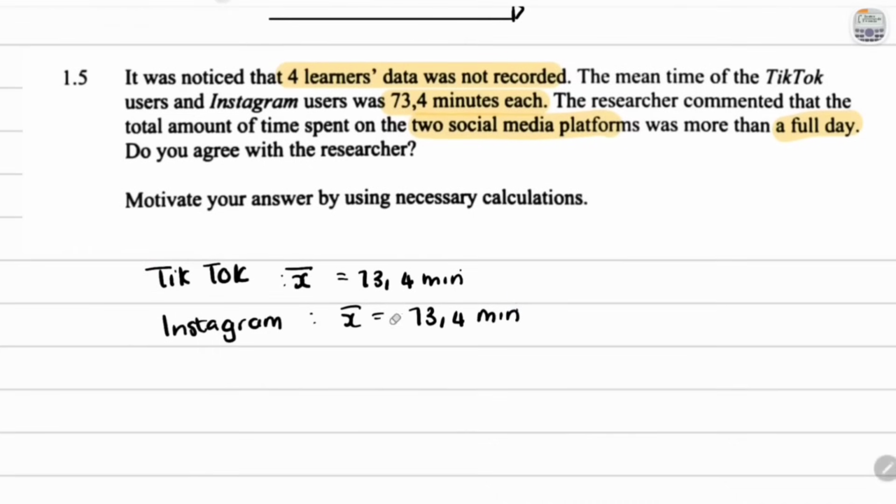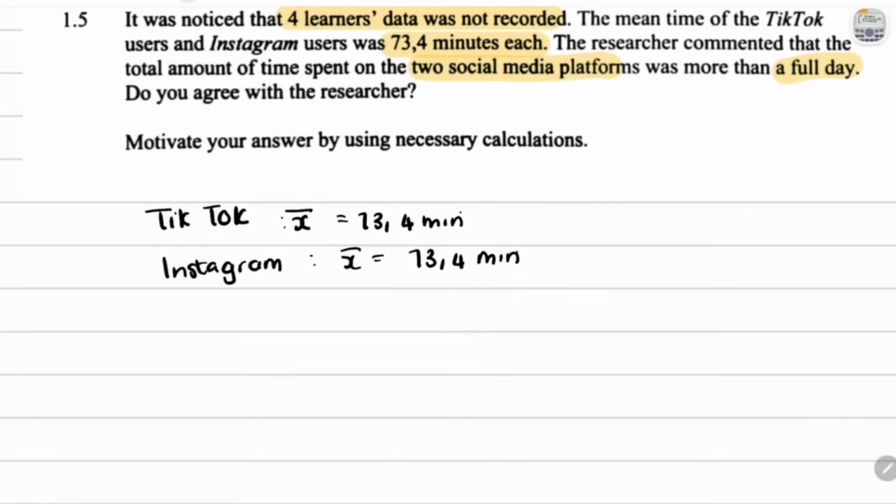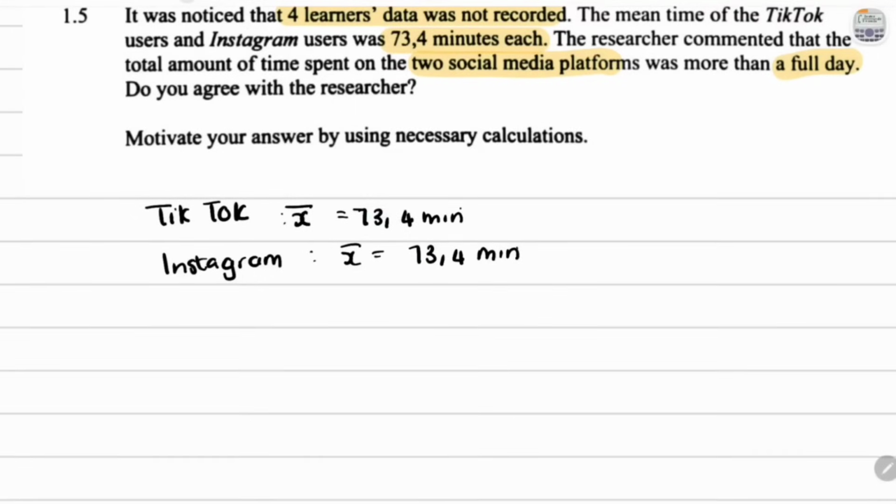So for the time that they spent in total to be more than a full day, we need to see the total time spent. I want you to notice that this is the mean. It's not the total time that was spent by all the learners. What this is, is on average the time that was spent by each learner. So that's the mean, the average really. So on average, we can say each learner spent about 73.4 minutes on each social media site.